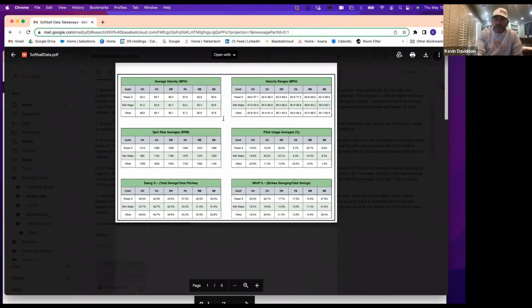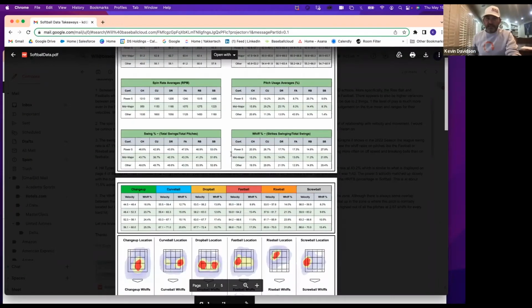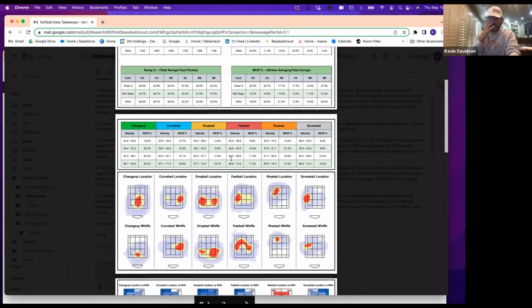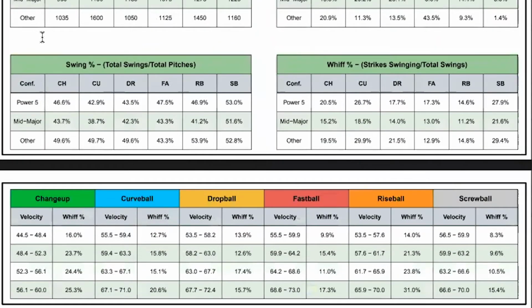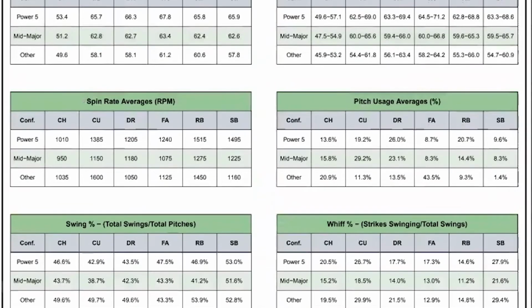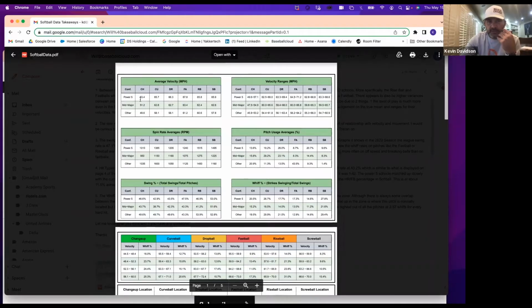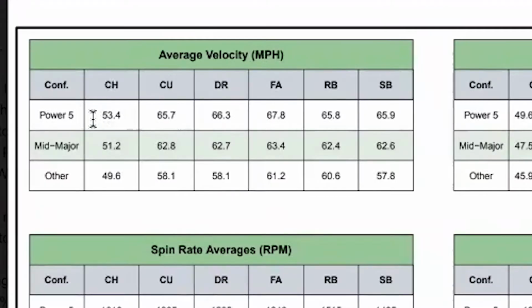So when you look at the data, what we're taking and extracting from it, and some of the ways that we're applying it and using it, and looking at things like change-up velocity variation by different levels of play. So using this one here, Power 5, 53.4, others, which for argument's sake we consider NAIA, maybe some D3 mixed in there, well, that's 49.6.